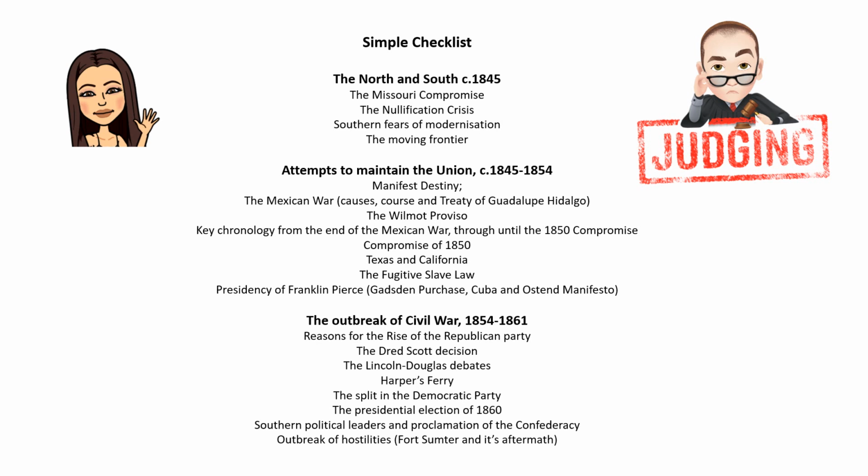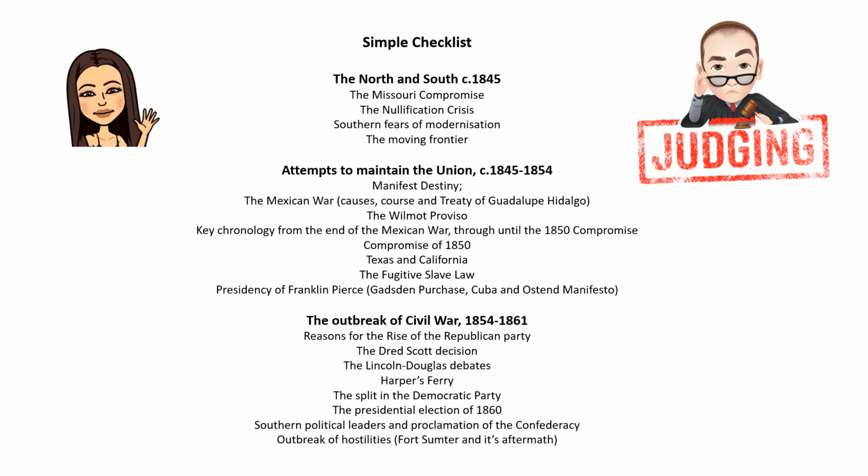For the North and South circa 1845, you need to know the Missouri Compromise, nullification crisis, Southern fears of modernisation and the moving frontier. For attempts to maintain the Union, you need to know Manifest Destiny, the Mexican War covering its causes, of course, and the Treaty of Guadalupe Hidalgo. You need to know the Wilmot Proviso. Remember, that does happen in the midst of the Mexican War.